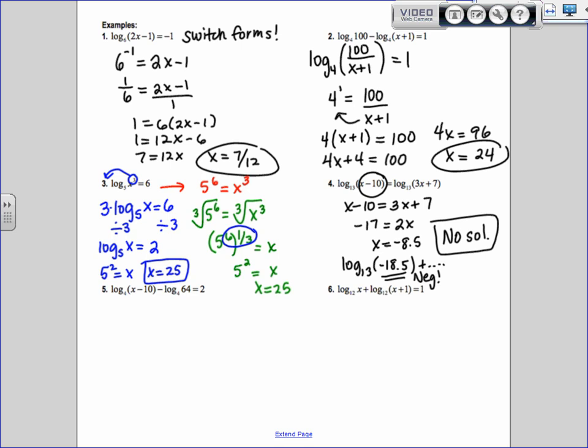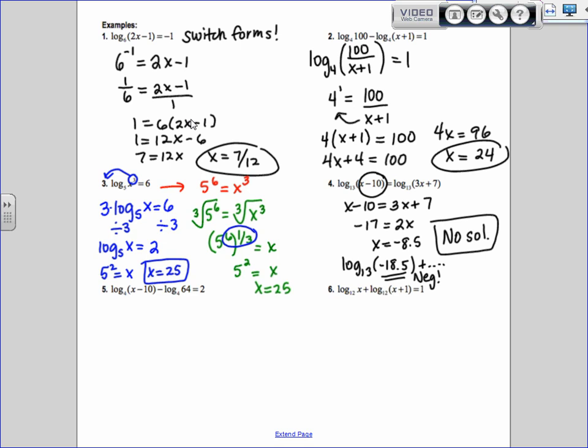I did negative 8.5 minus 10. But you wrote negative 8. Yeah, which is negative 18.5, right? So I'm plugging in negative 8.5 here. Oh! I understand.